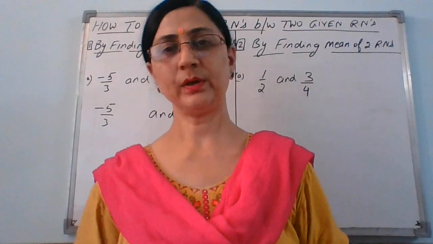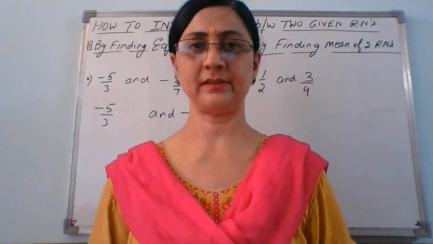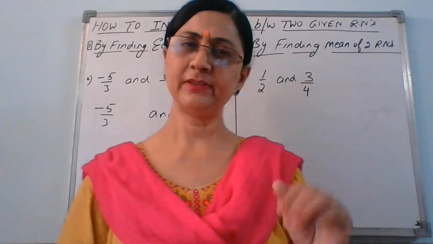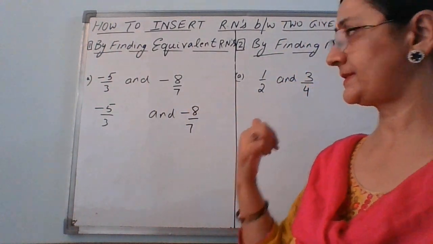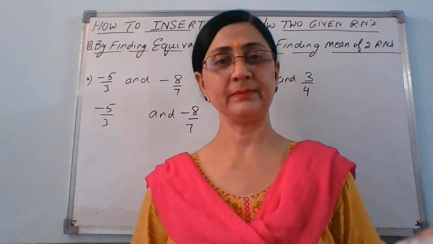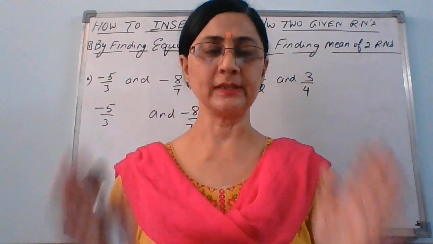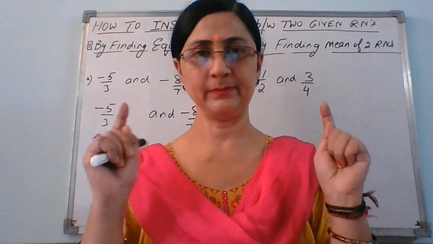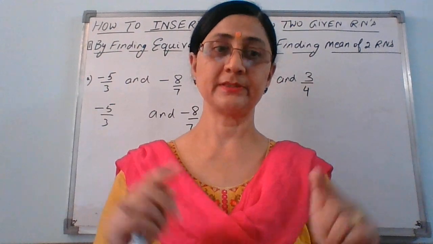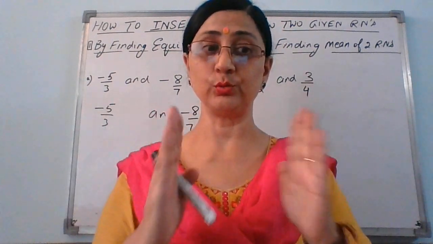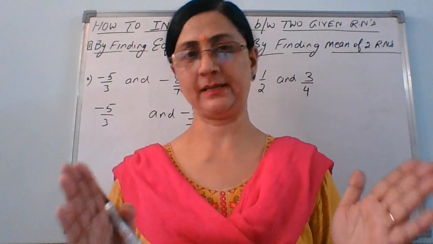So okay children, now we have completed the topic of how to represent rational numbers on number line, right? Now we have the last topic, how to insert rational numbers, many rational numbers. They can be 3 rational numbers, 4 rational numbers, 5 rational numbers between 2 given rational numbers. There will be 2 given rational numbers and you're supposed to insert like 5 rational numbers between them, जिनकी value lies between the 2 given rational numbers, right?